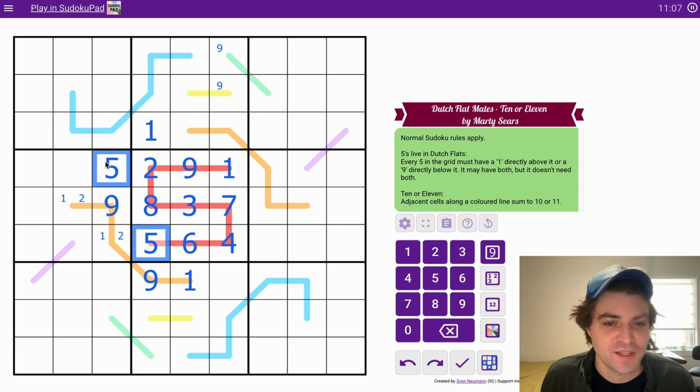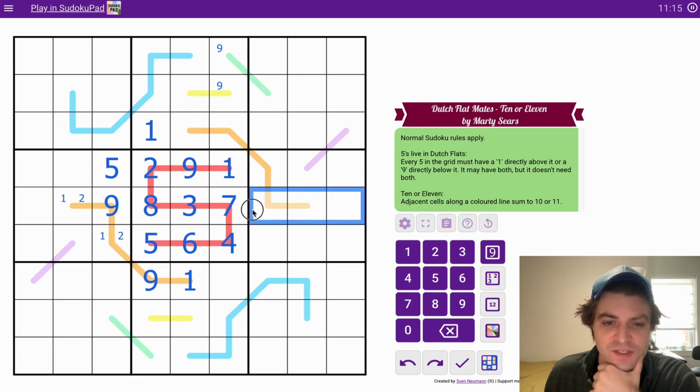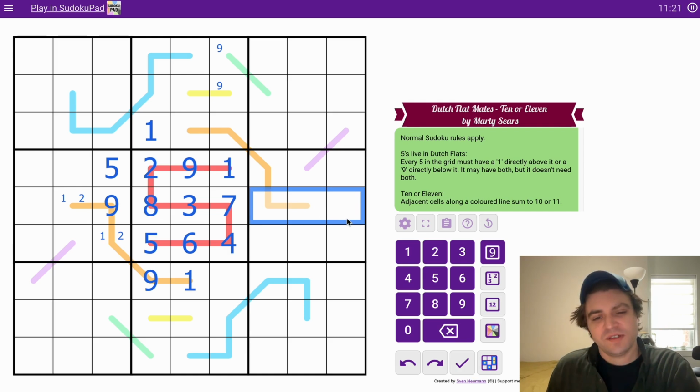We are 11 minutes into the puzzle, and we've made some progress. Let's keep it rolling. Okay. So if 5 goes here, 5s go here. That means there needs to be a 5 somewhere in this region, in this row, in this region. But there's a problem with that.